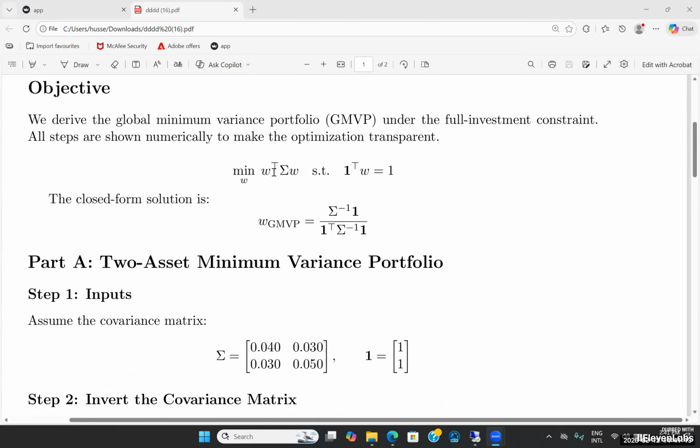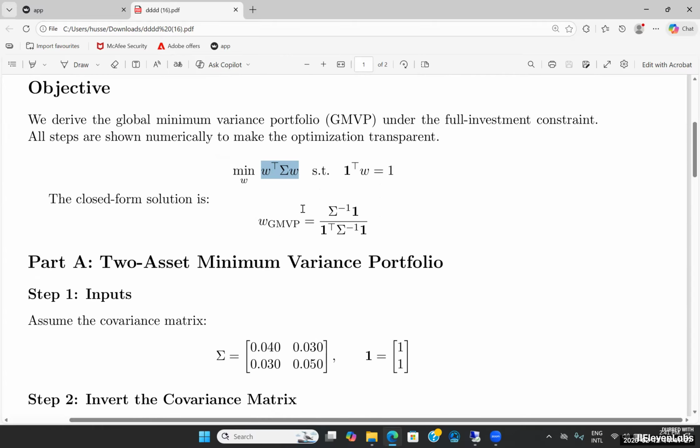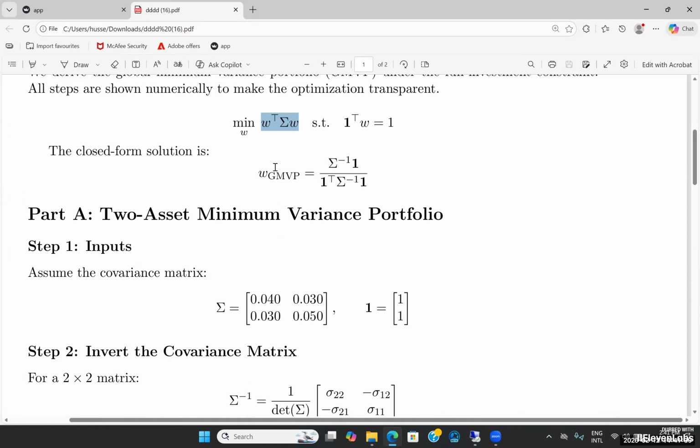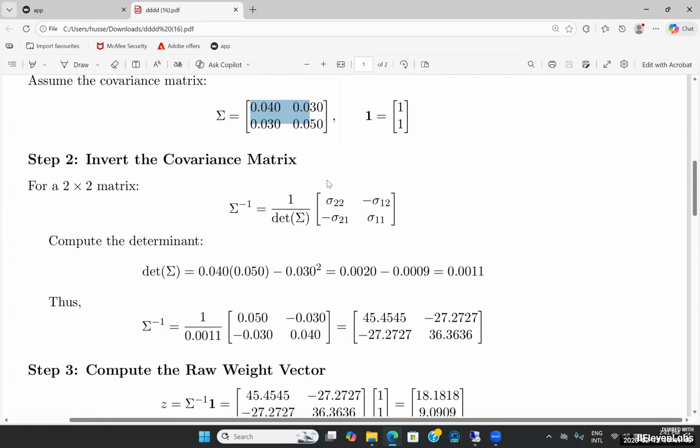We are going to minimize the overall portfolio variance. W here represents the weight, T is the transpose, and sigma is the variance covariance matrix. That gives us the portfolio variance. In order to solve this equation, the major operation required is to find the inverse of the variance covariance matrix. So, for example, if we assume that the variance of the first asset is 4%, the second asset's variance is 5%, and there is a positive covariance that amounts to 3%, then we would have the variance covariance matrix.